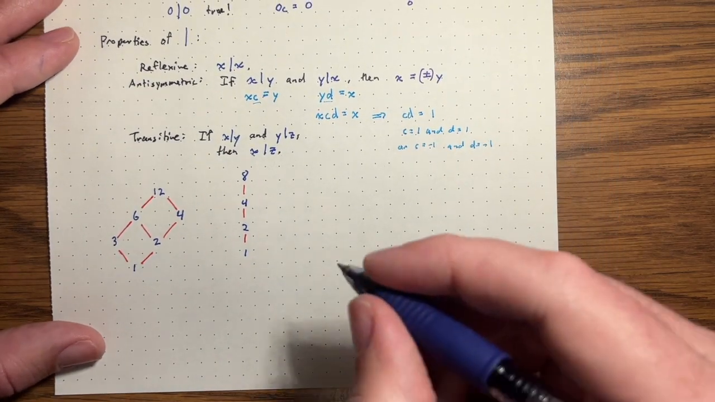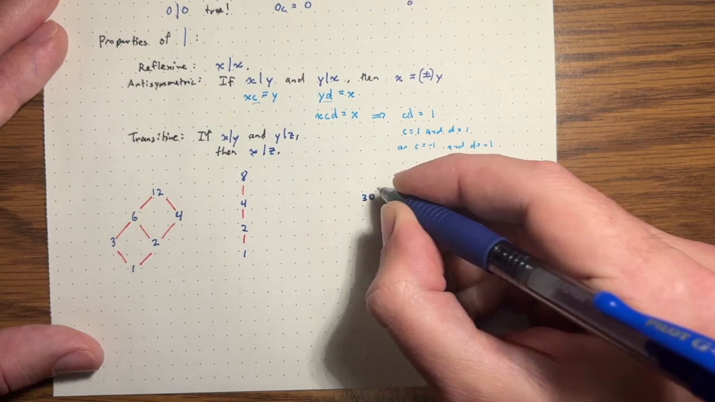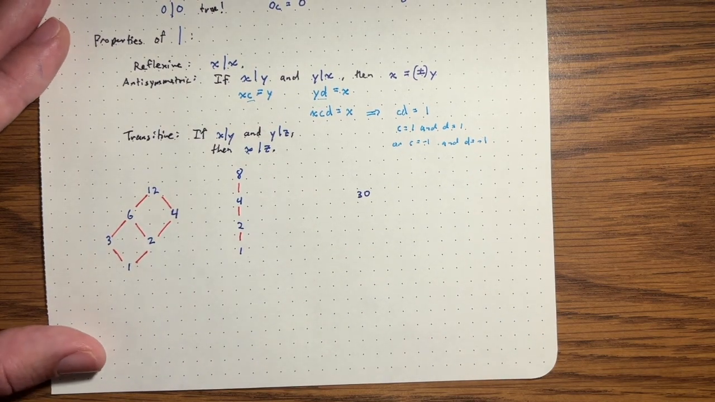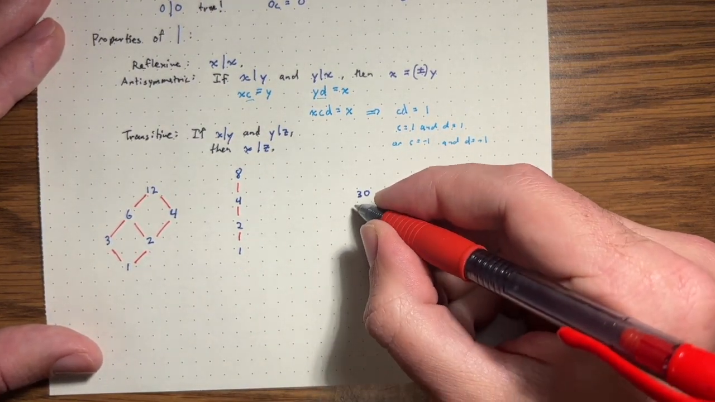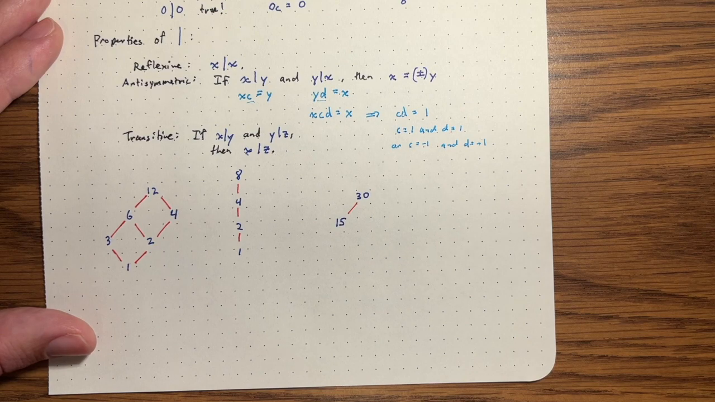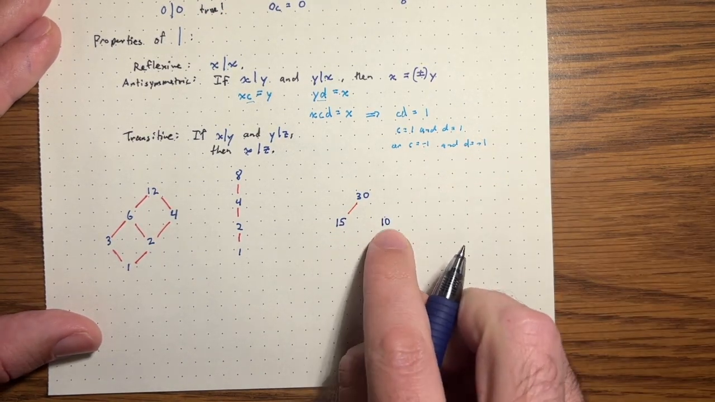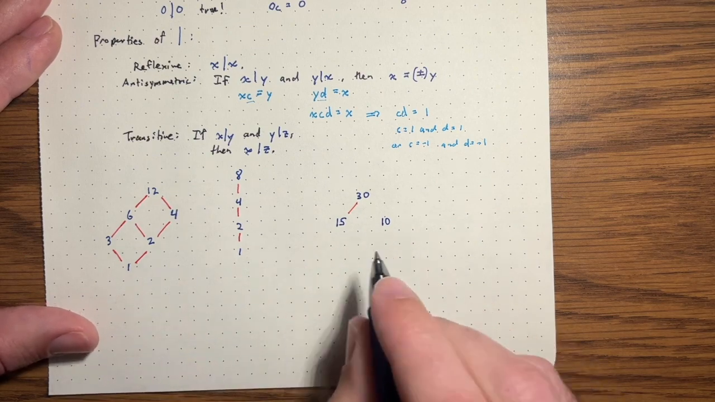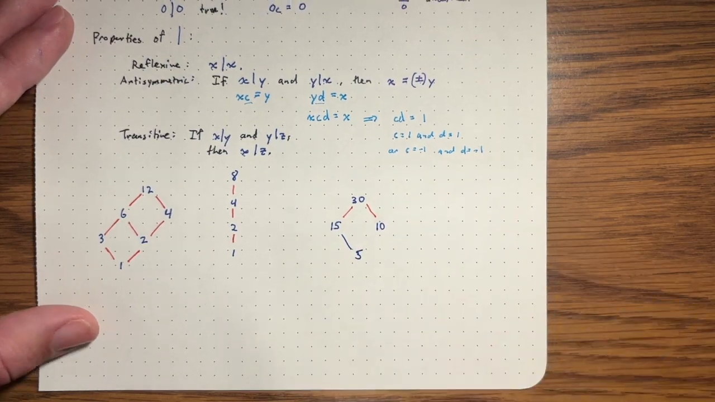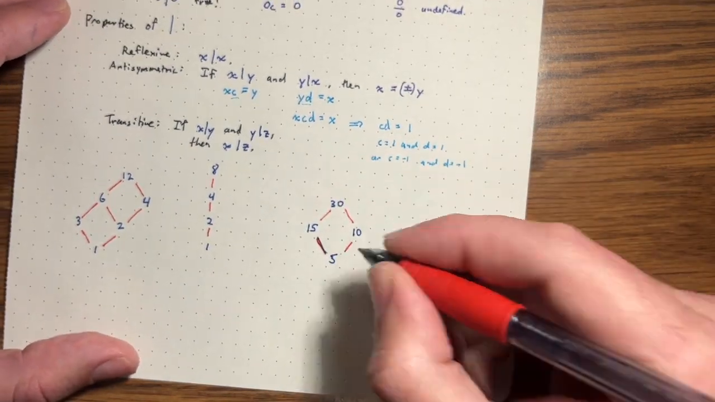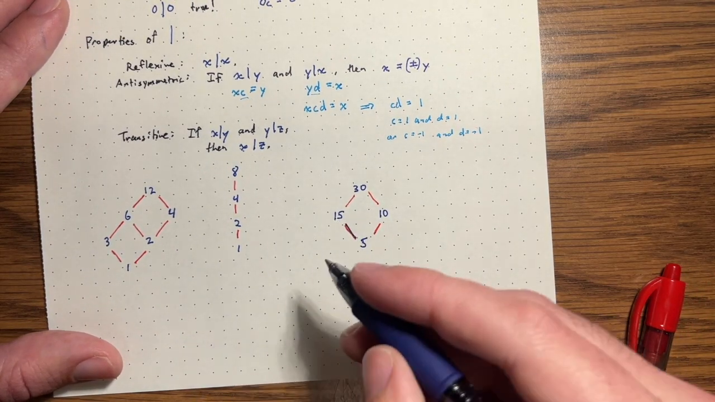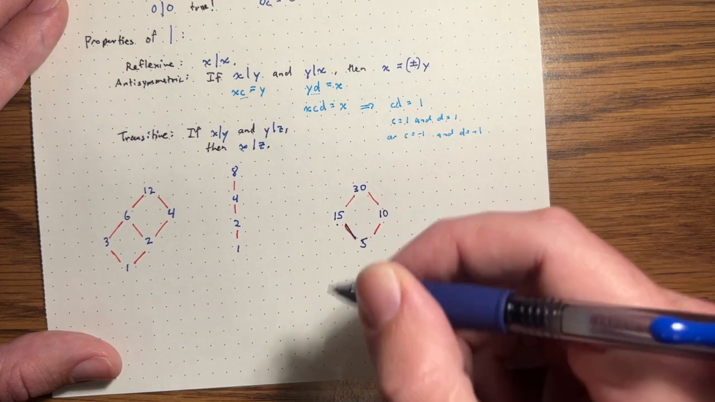Let me think of a crazy one. How about 30? 30 is 2 times 3 times 5, so it has a lot of different prime factors. What's immediately going to be down here below 30? Well, maybe 15 will be over here, and it's also 10. 10 and 15 are not related by divisibility, so I'm not going to draw a red line connecting those. But these both have 5 as a factor. Where else can we go with this? 15 is also divisible by 3.